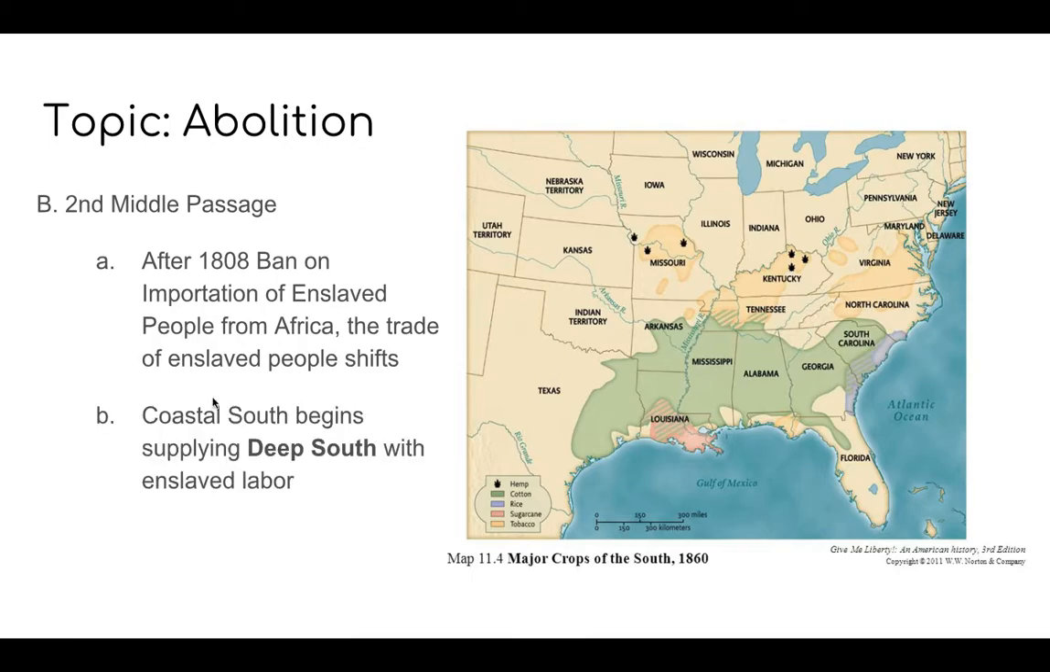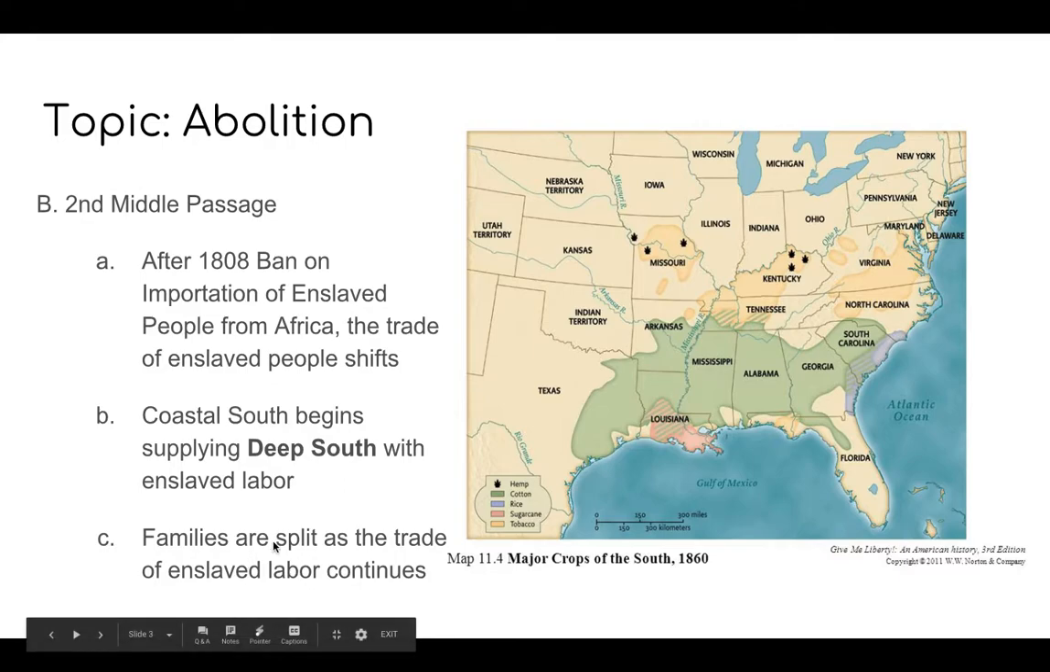B, the coastal South begins supplying the Deep South with enslaved labor. So people living over here in the coastal South and along here who are growing rice and sugar cane or tobacco are beginning to move into the Deep South, where they are now growing cotton.